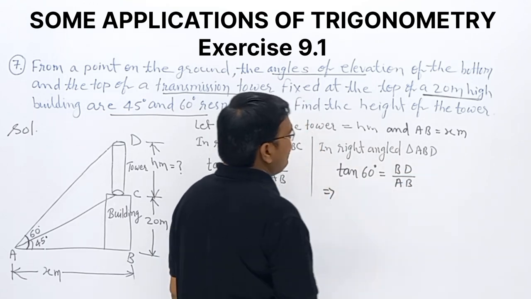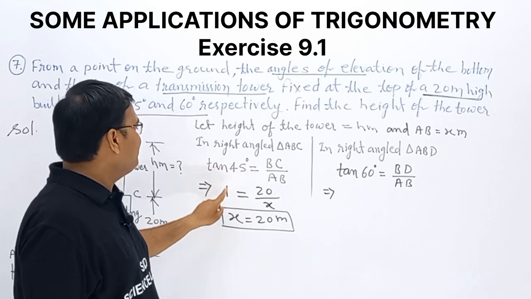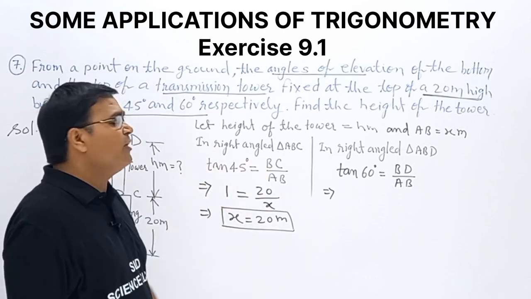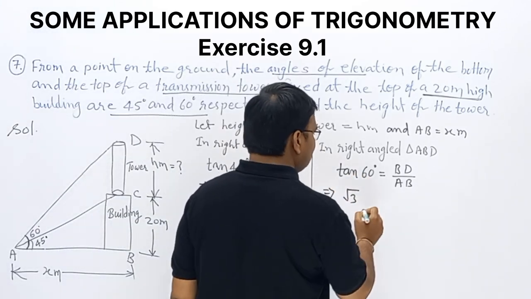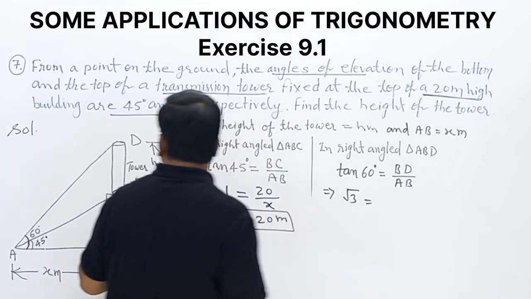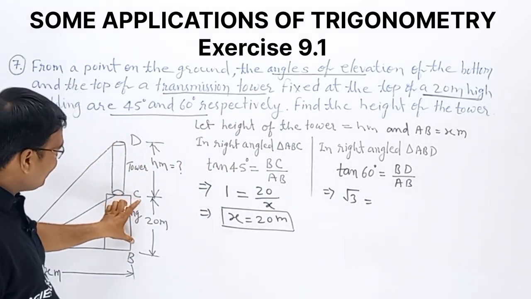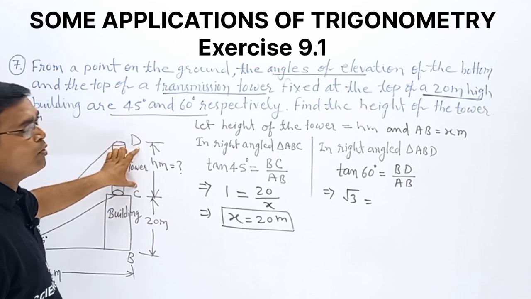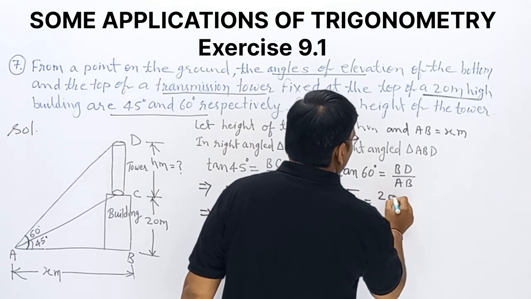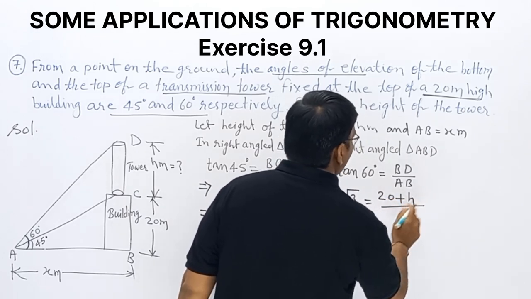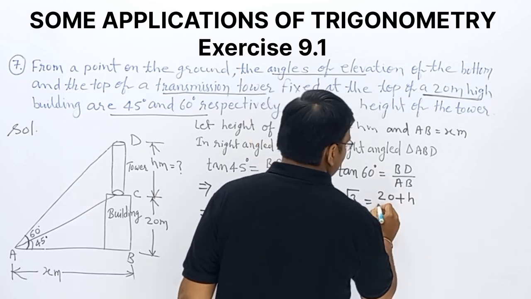So what will be the value of tangent 60 degree? Tangent 45 is 1. Tangent 30 degree is 1 upon square root of 3. So tangent 60 degree will be square root of 3. And BD is what? BD is 20 meter, the height of the building, plus we assumed h is the height of the tower. So we can say 20 plus h.